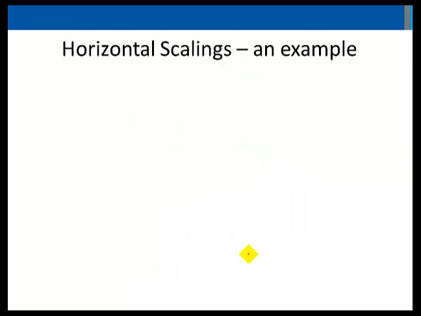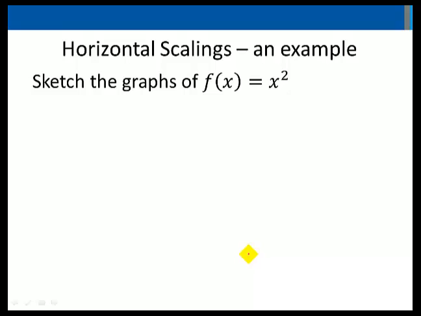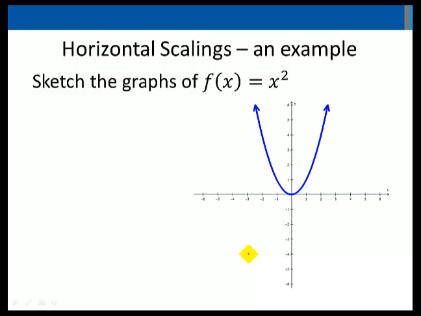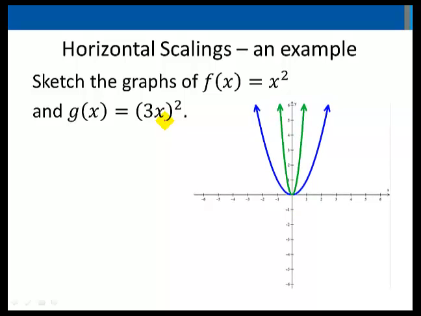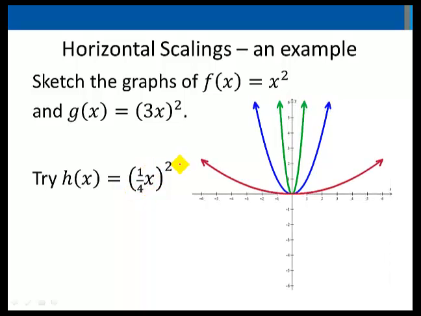What about horizontal scalings? Here's an example. Sketch the graphs of f of x equals x squared and g of x equals (3x) squared, the 3x being in parentheses. Let's see what happens. Okay, well, it looks skinnier, and what we say here is that the graph is horizontally compressed, so it's smashed in horizontally, if you think of it that way. What about the graph of h of x equals (1/4 x) squared? This graph is what we call stretched horizontally.